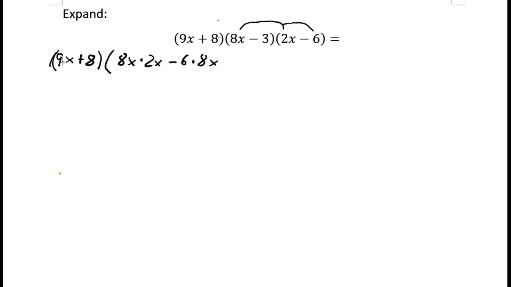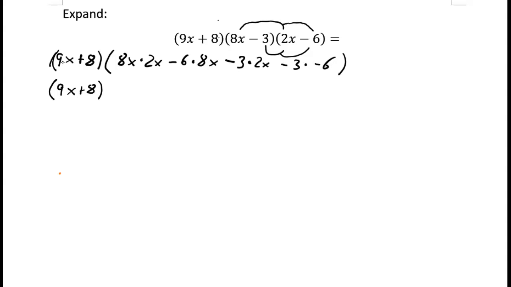So that's the first part, and now we use the next one. We have minus 3 times 2x and a minus 3 times minus 6. Minus 3 times minus 6. And of course the bracket is closed. So what have we got? We still have our first term here. Nothing has changed. 9x plus 8.